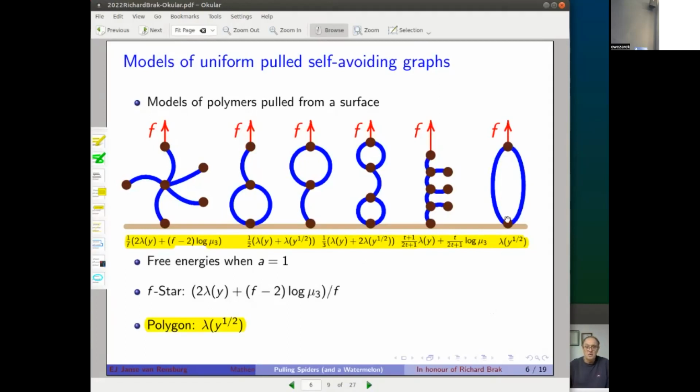So a polygon is attached here to the surface, it's being pulled by a force F, and the free energy turns out to be lambda y to the power 1/2, as the force is mediated equally along the two arms, or the two sides of this polygon, into this vertex where it's attached to the absorbing plane.